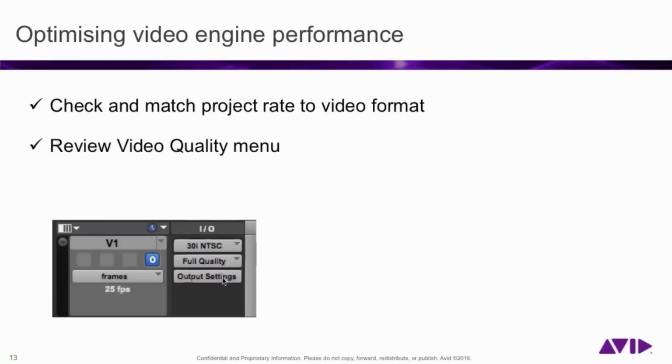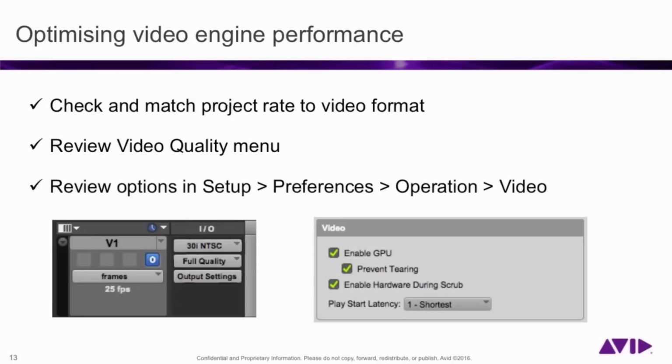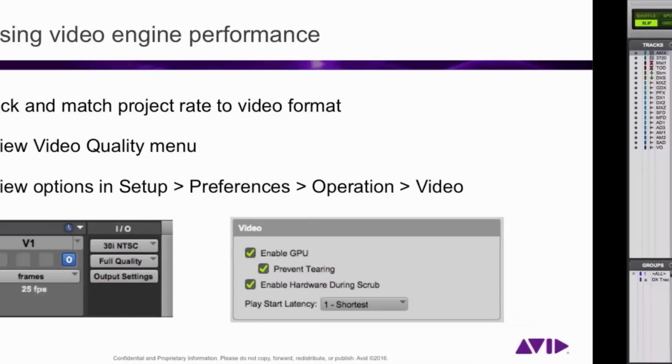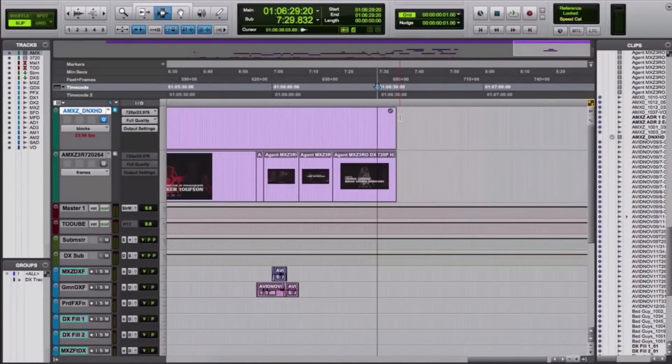The one below that is the quality menu. The quality menu again has an impact on performance according to what you choose for that one. Also, Pro Tools has its own set of preferences specific to video performance, which again we can go through. Shall we have a look at it then? Yeah, let's dive back across to the system here.